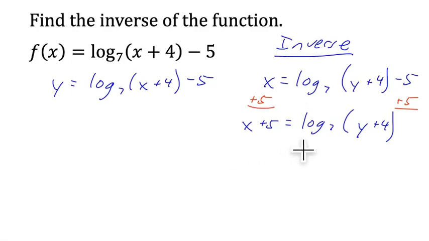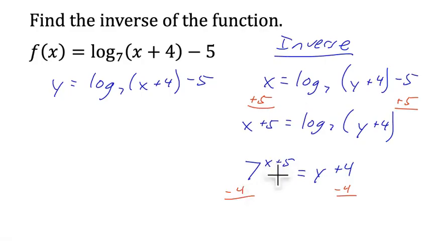Let's go ahead and now rewrite this in exponential form. So it's log base 7, so the base is 7. The log equals the exponent, and it equals the other part, y plus 4. So we'll just subtract 4 on both sides to get y by itself.